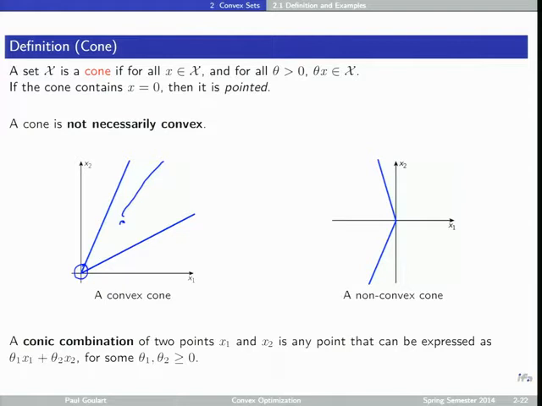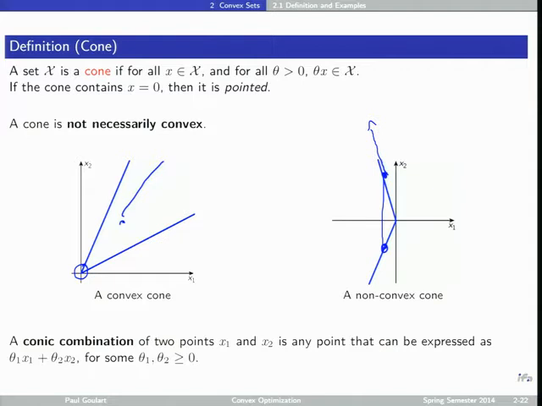And it's not the case that a cone should always be convex. Over here we have another example. I take this point right there. If I scale it by a non-negative number, I just get everything moving in that direction. So this set is clearly a cone, but it's not a convex cone. The reason is that if I pick this point and that point and draw a straight line between them, then I find myself outside of the set.